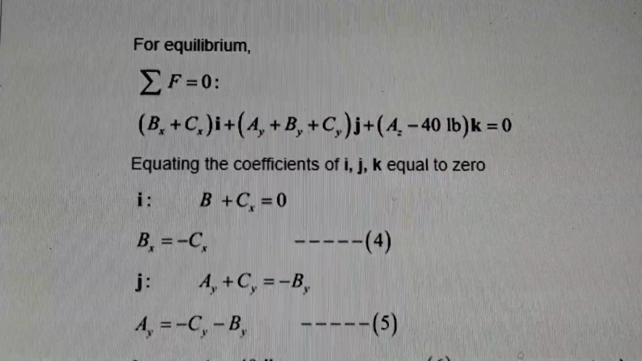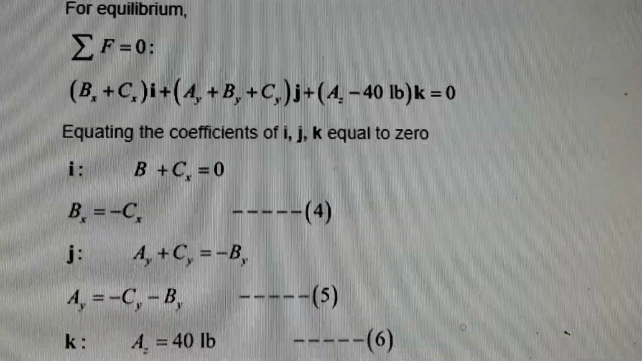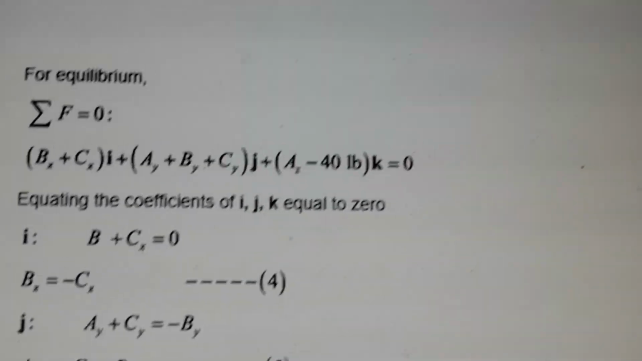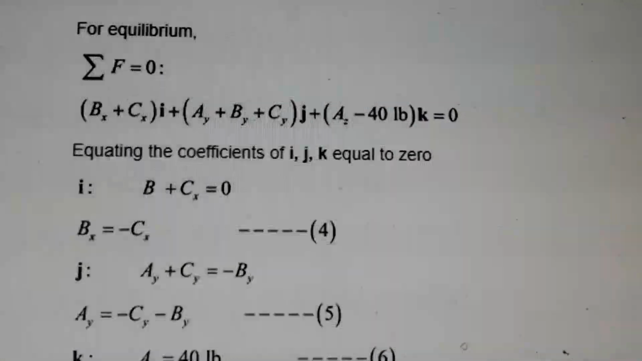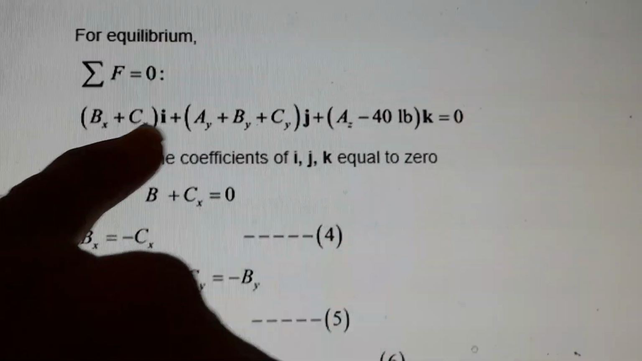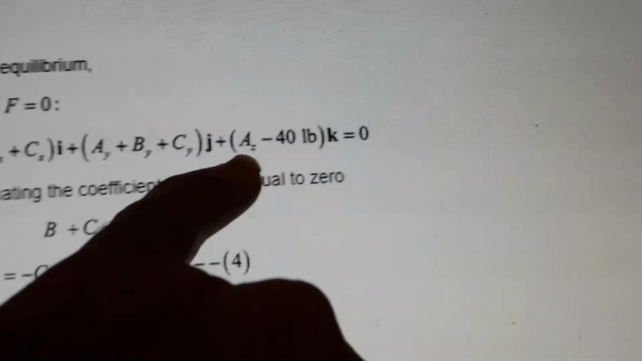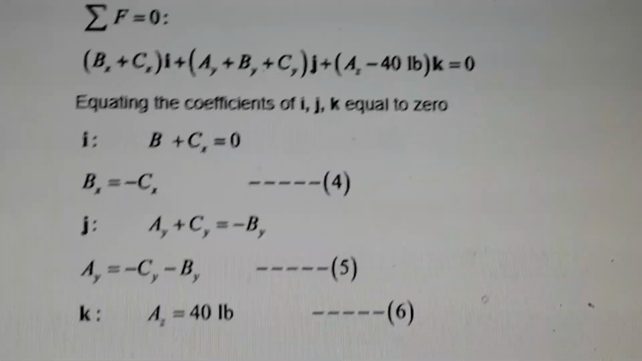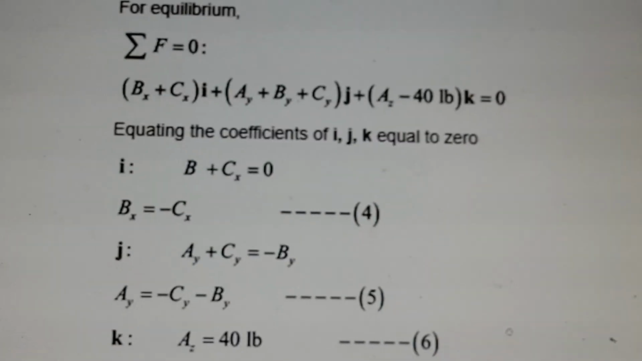Now, let's apply the equilibrium, summation of forces equal to 0, which is summation of forces of the X, Y, and Z. But here we should do it on the i, j, and k. Let's do it at the i. What do you have in the i? When you look at the sketch, you will see only BX, CX in the i, and only AY, BY, CY in the j, and only AZ minus 40 in the k, because there is a force.